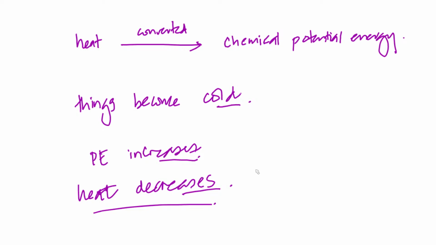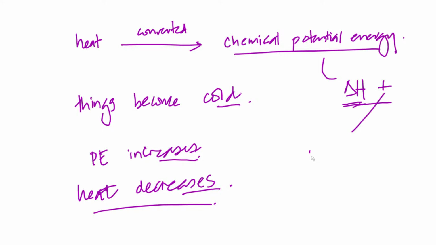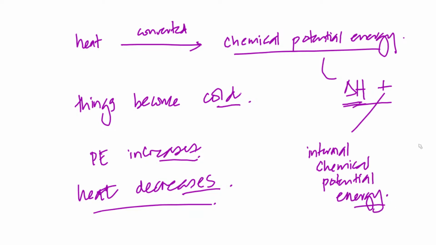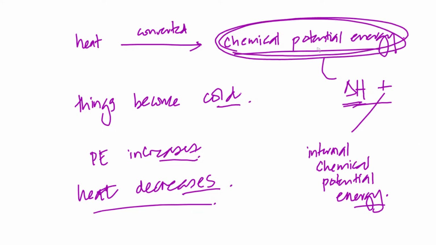Is that what delta H measures? Delta H measures the change in chemical potential energy. Yes. So if it's positive, it means internal energy increases. Just like there is gravitational potential energy, there is chemical potential energy. Like your petrol has a lot of energy. So delta H measures the change in chemical potential energy, not heat. That's what it does.